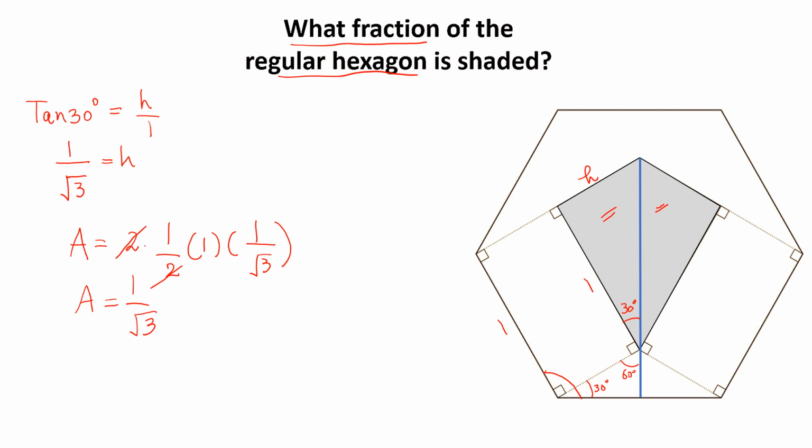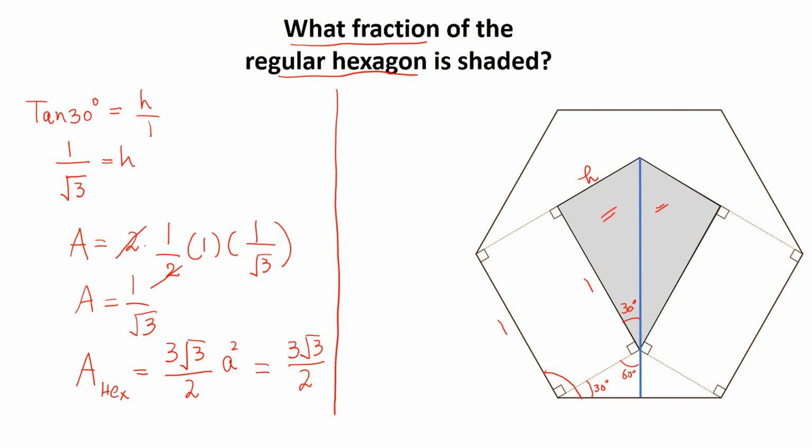Now we know that the area of a hexagon is equal to 3 square root of 3 divided by 2 a squared, where a is the side of the hexagon. So here a is 1. So the area of the hexagon is equal to 3 square root of 3 divided by 2. Now what fraction of the hexagon is shaded? Shaded area divided by area of the hexagon.